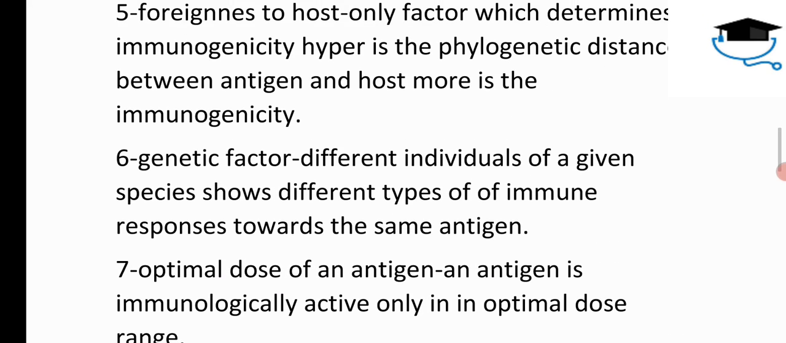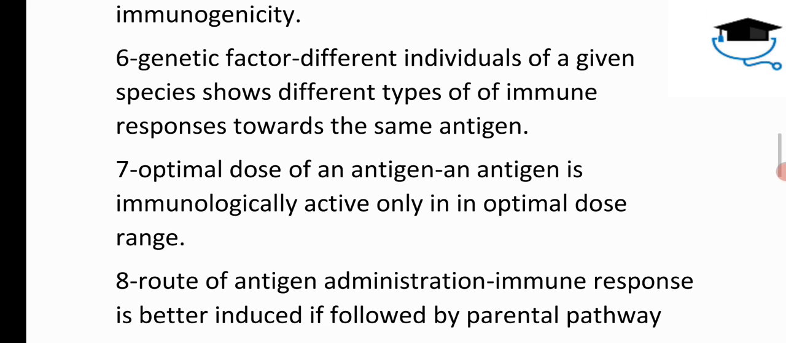Fifth one is the foreignness to the host. The factor which determines the immunogenicity here is the phylogenetic distance between the antigen and host: the greater the distance, the more the immunogenicity. Genetic factor is the sixth one, and it is also very important. Genetic factor depends on individuals. For example, different individuals of a given species show different types of immune responses toward the same antigen.